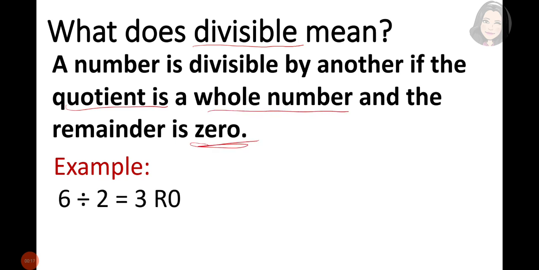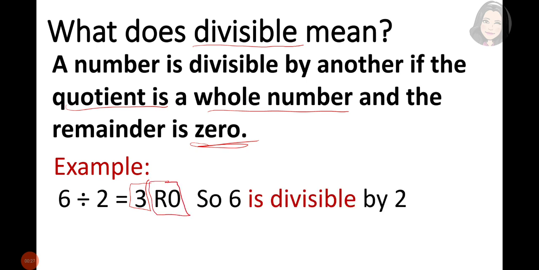What does this mean? If I divide the number 6 by 2, what will the quotient be? The quotient is going to be a 3 and the remainder is 0. So the number 6 is divisible by the number 2 because I have no leftovers.